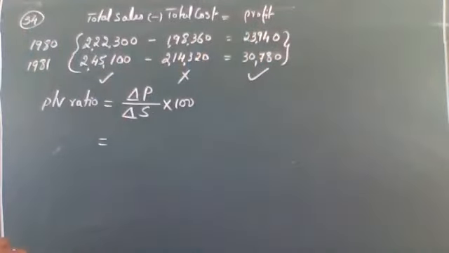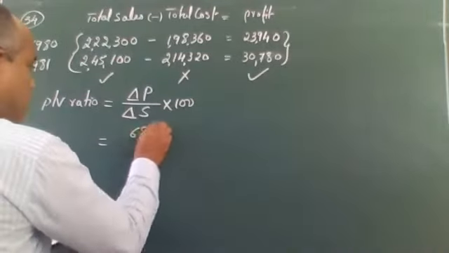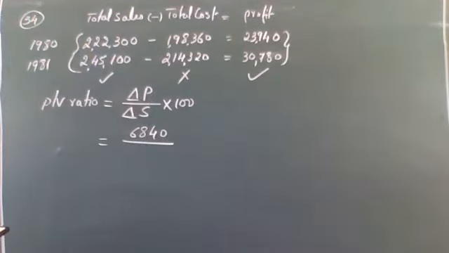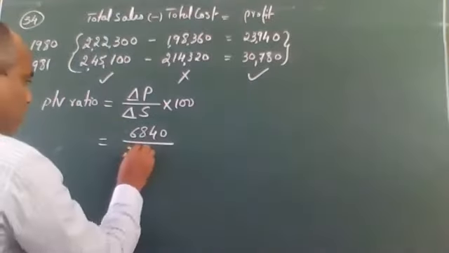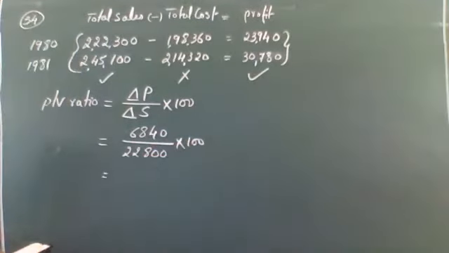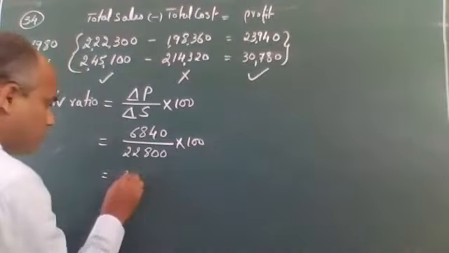So it is 30,780 minus 23,940. The difference is 6,840 is the profit difference, and sales difference is these two. It is 2,45,100 minus 2,22,300. It is 22,800. Expressed as a percentage, this is 6,840 upon 22,800. That gives us a percentage equal to 30%.